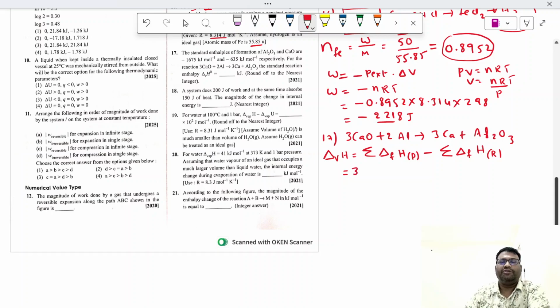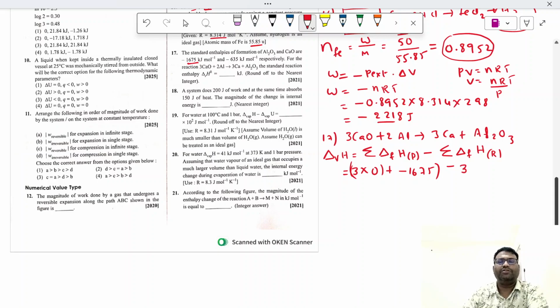So 3 into enthalpy of formation of calcium. Calcium is 0. Okay. Enthalpy of formation of an element in its standard state is considered to be 0. Plus aluminum Al2O3, how much is given? Al2O3 is minus 1675 kilojoules. Okay. Next, minus of enthalpy of formation of reactants.